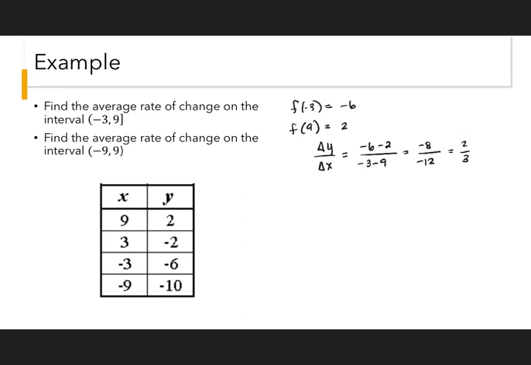On the interval from negative 9 to 9, so I need f of negative 9. So negative 9 gives me a 10. Sorry, negative 10. F of positive 9 gives us a 2. So our average rate of change is going to be negative 10 minus 2 over negative 9 minus 9. So I get negative 12 over negative 18, which is also 2/3. Okay, they won't always match. Just happened this time.